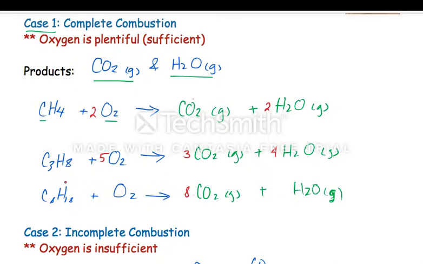Now we have 18 hydrogens over here on this side, and here we have 2. So what should we do here? We're going to put a 9. Let's count the oxygens now. We have 8 times 2, 16 oxygens, and we have 9 more. So what is 16 plus 9? It is 25. How do we get this to be 25?